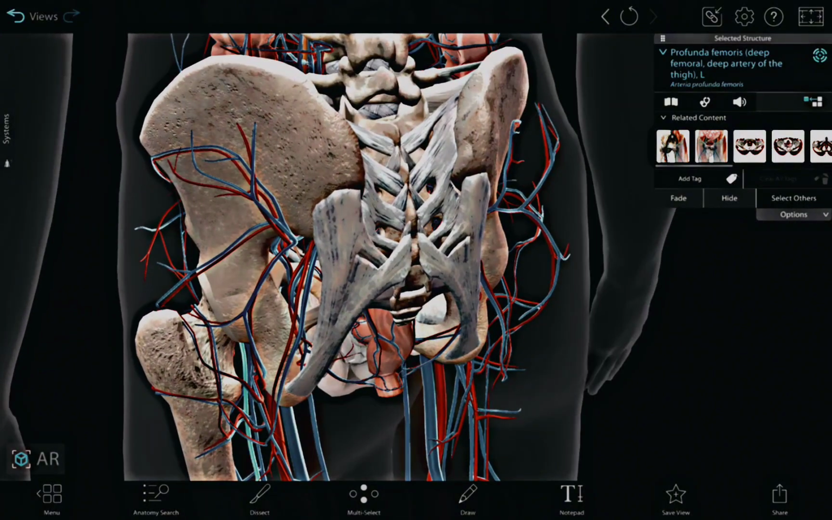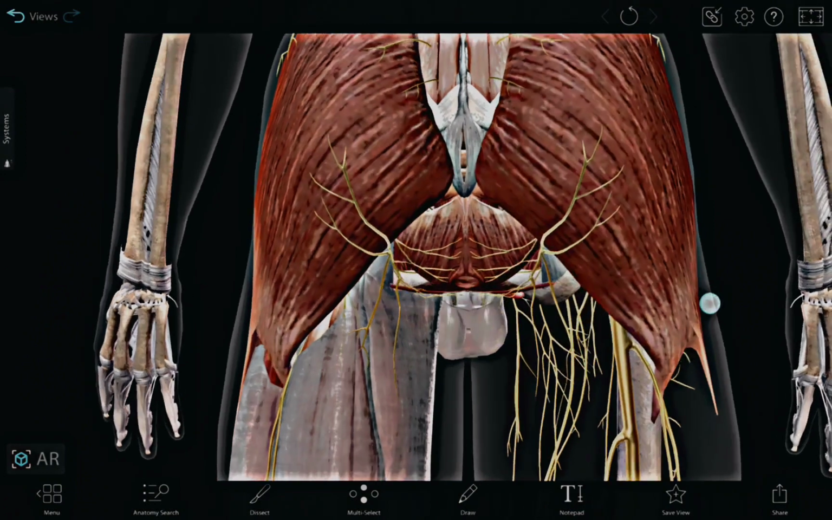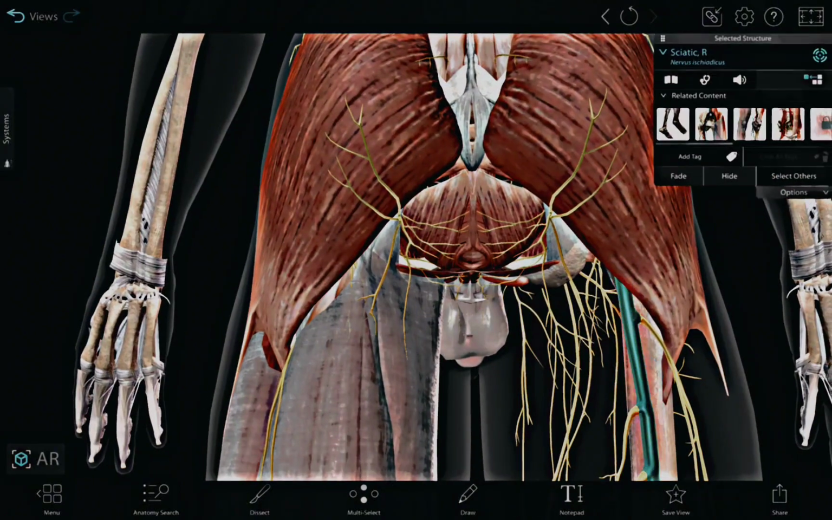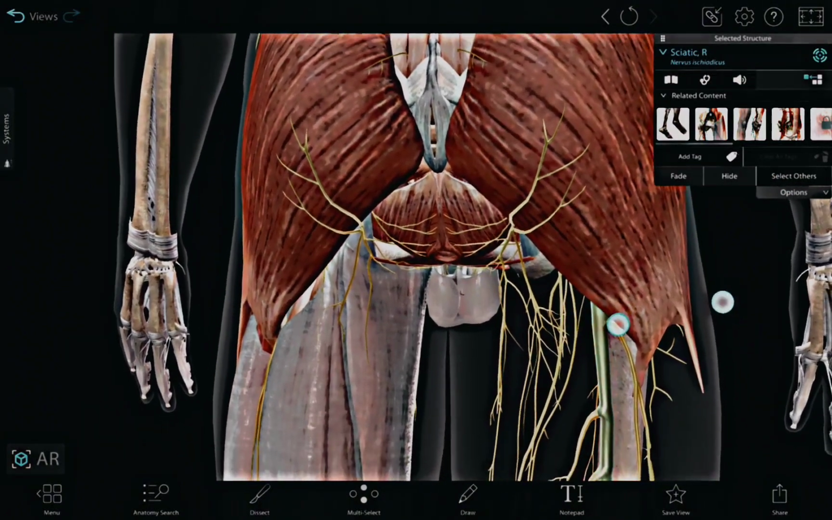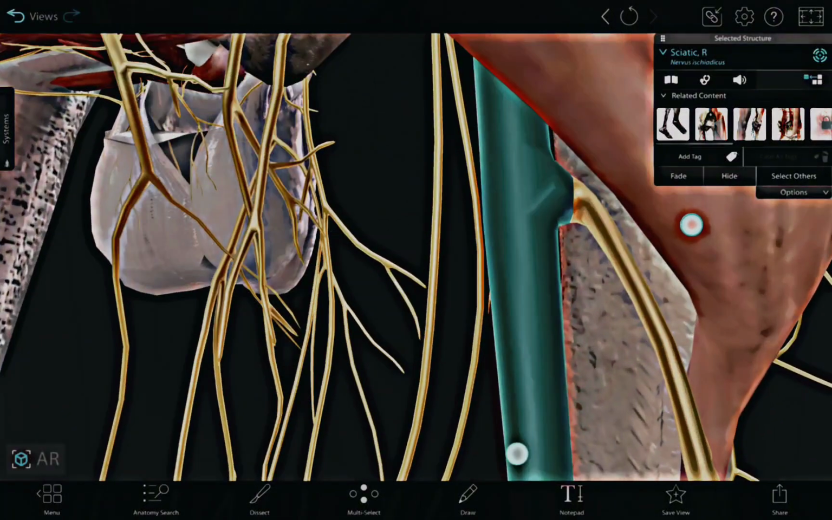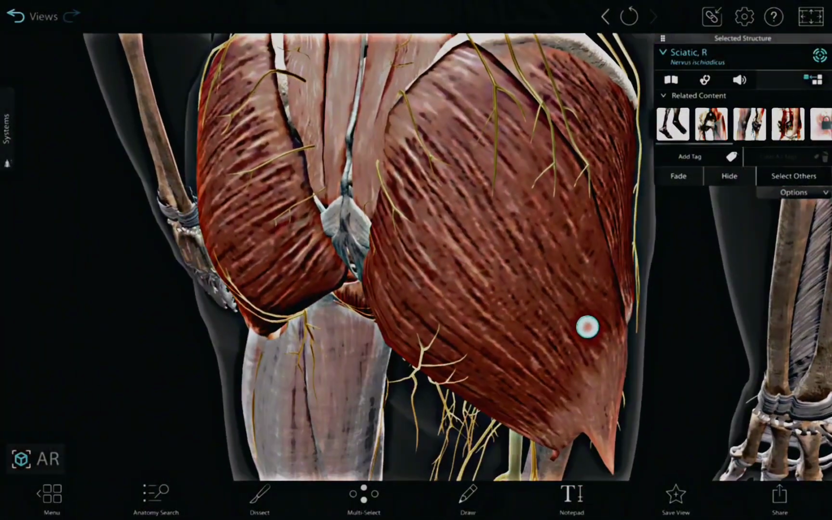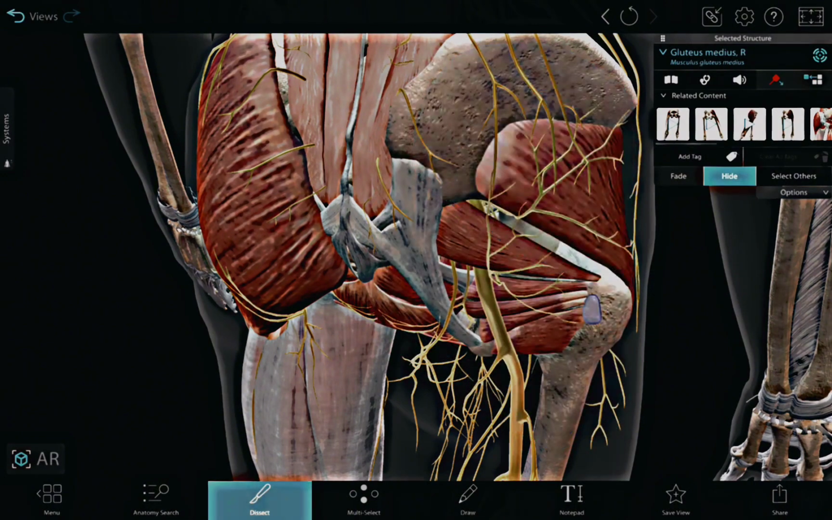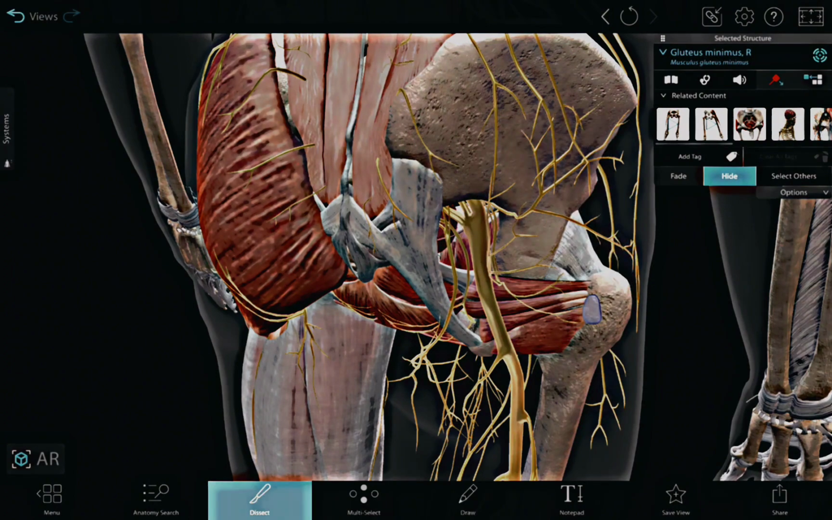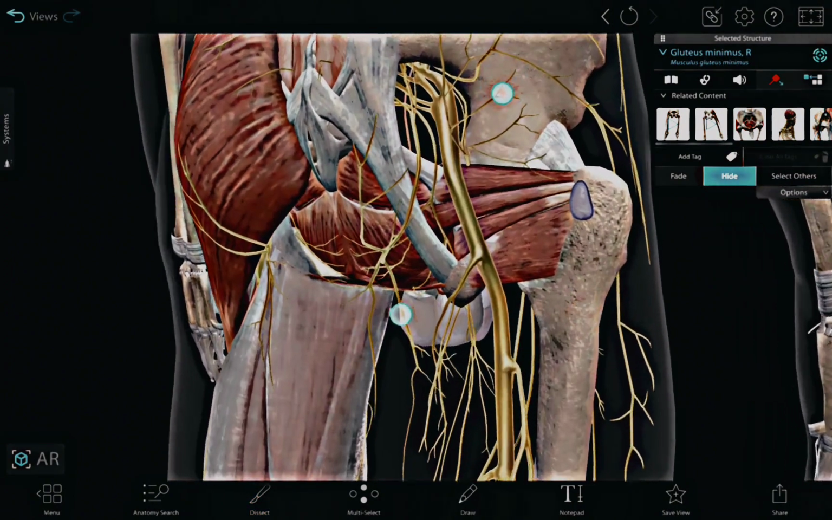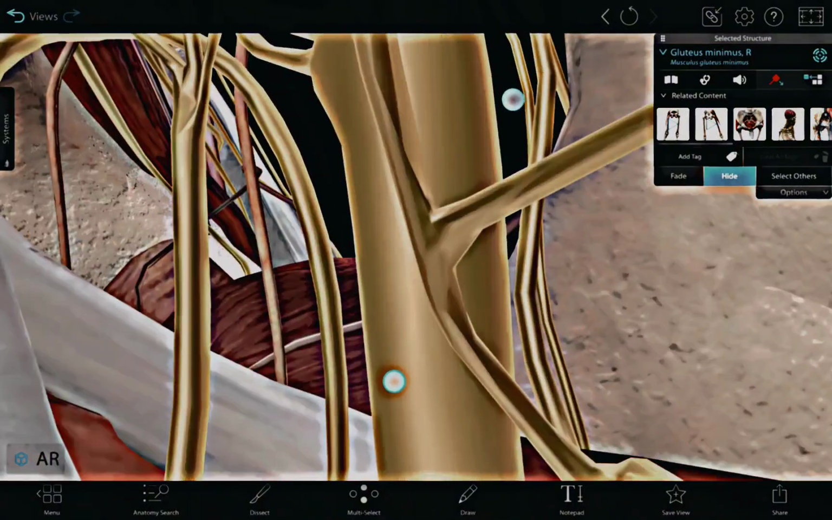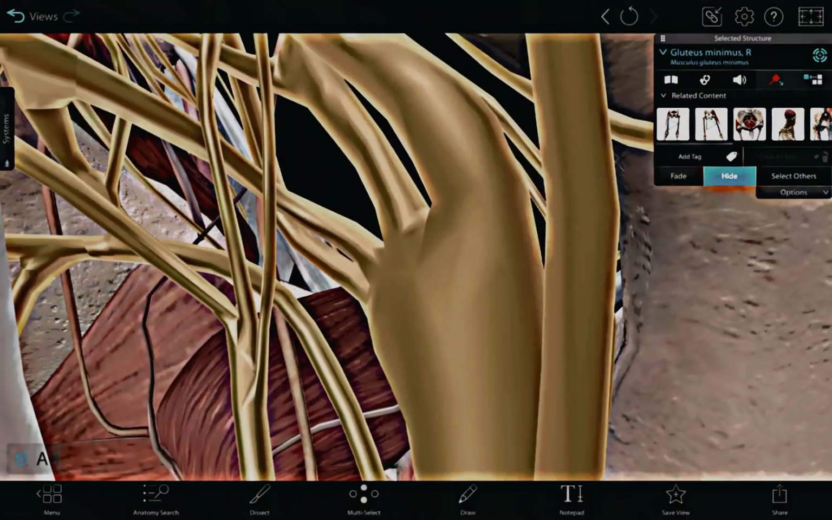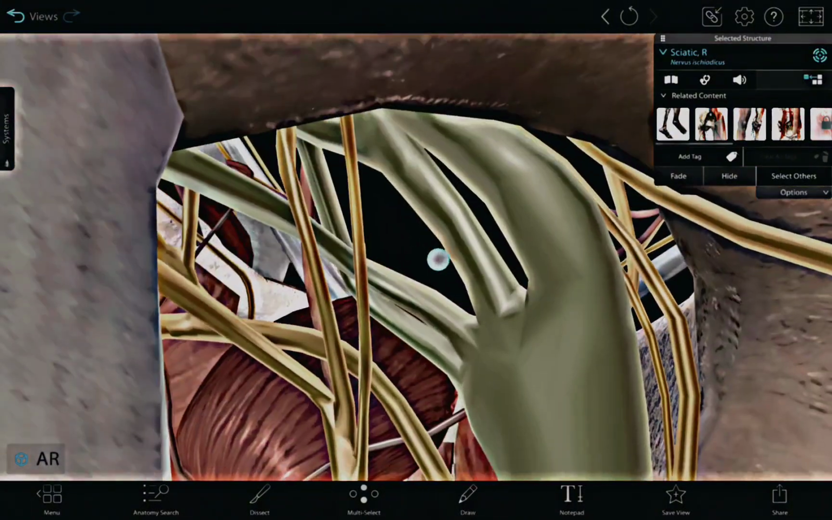And I'll show you one more thing. Can you see this is the sciatic nerve? I have told you before. Look how thick the sciatic nerve is. Let me dissect the gluteal muscles first. Look how thick it is and from where it is arising. This is the sciatic nerve.